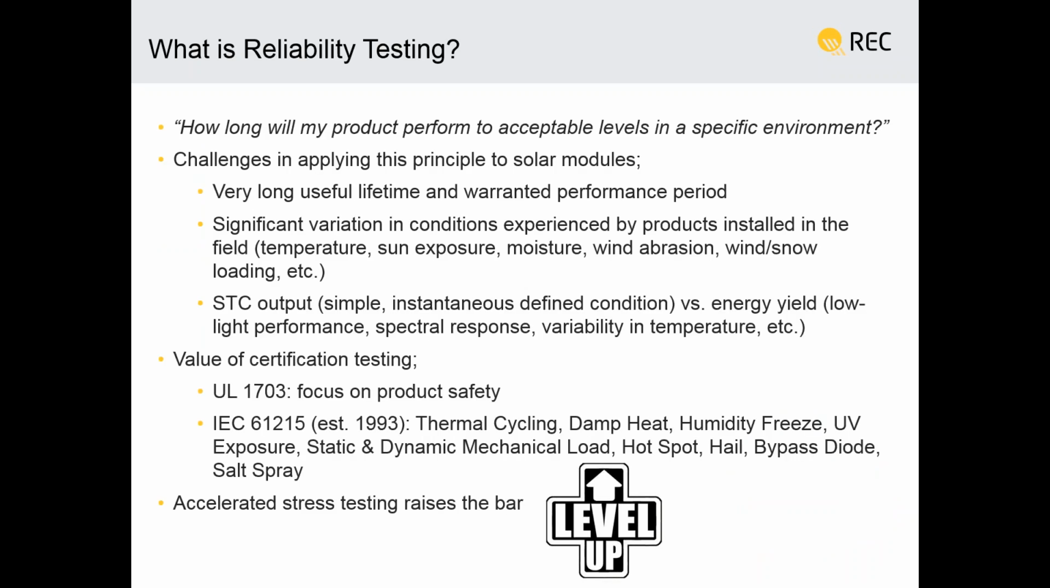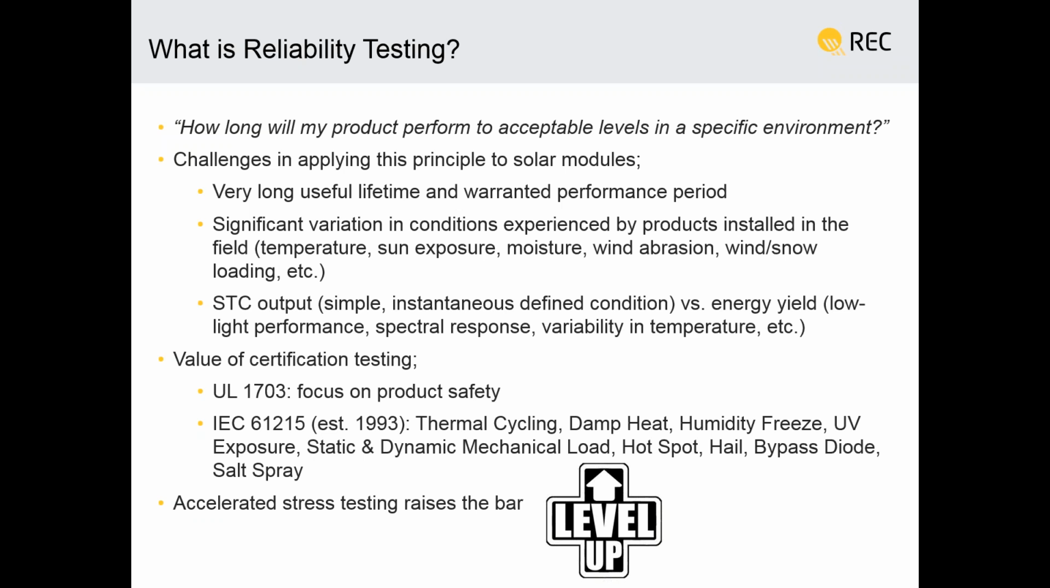This is really an introduction into this topic. As it sounds, the words reliability and testing, that's not rocket science. That's a fairly simple definition, and that's exactly what it sounds like. This is related to answering the question of how long will this product perform to an acceptable level in a specific environment. For the solar module space, it gets quite a bit more interesting.